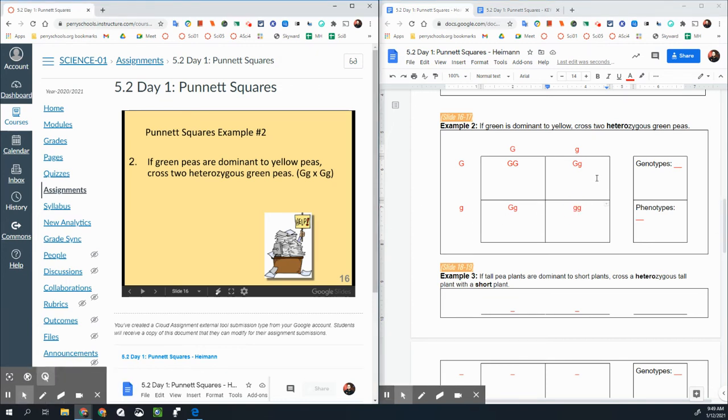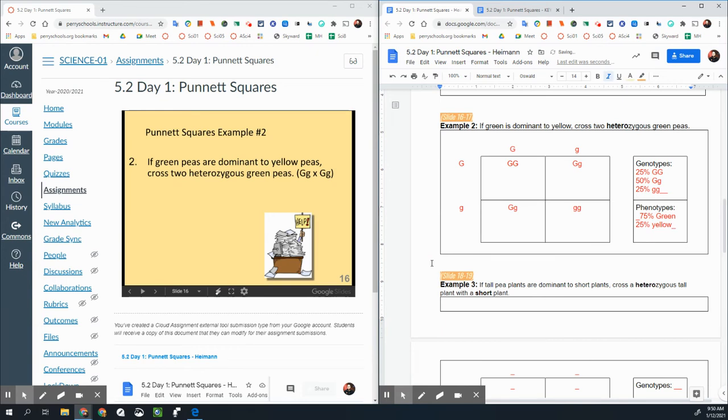All right, so now we got to figure out the percentage of the genotypes and the percentage of the phenotypes in this section here. Well, there's 25% capital G capital G, 50% capital G lowercase g, and 25% lowercase g lowercase g. So it should look like this. And then the phenotypes, well, the green is dominant, so that's a capital G. So there's going to be 3 out of the 4 that are dominant, and 1's going to be the recessive. So there's going to be 3 green and 1 yellow, and that can be written as 75% green and 25% yellow. This one's green here, this one's green, this one's green, and this one is yellow.